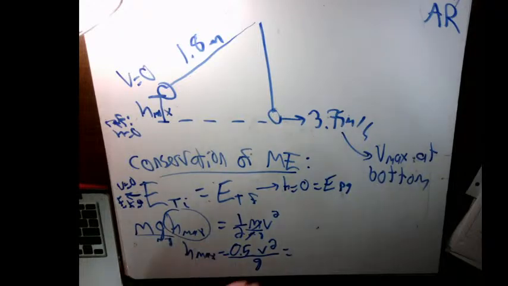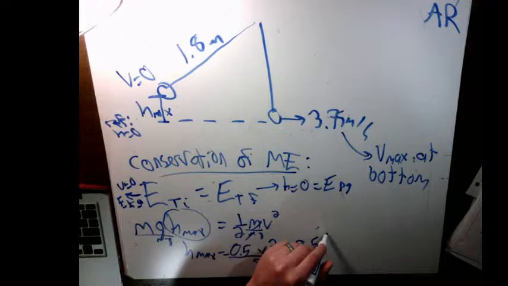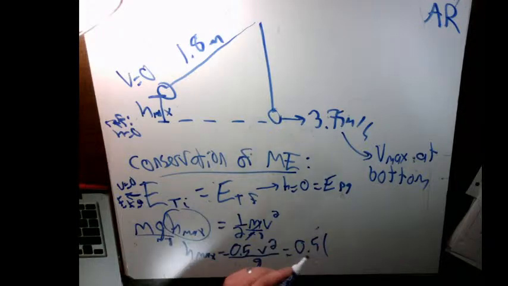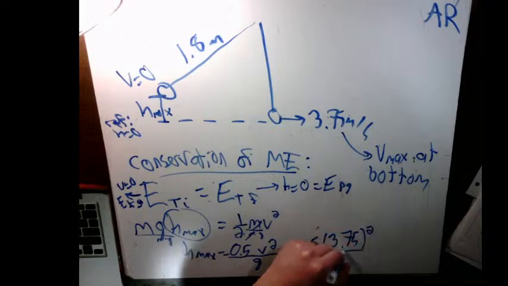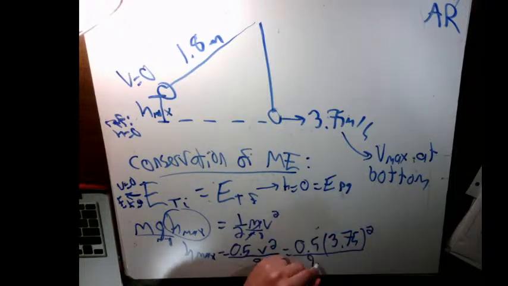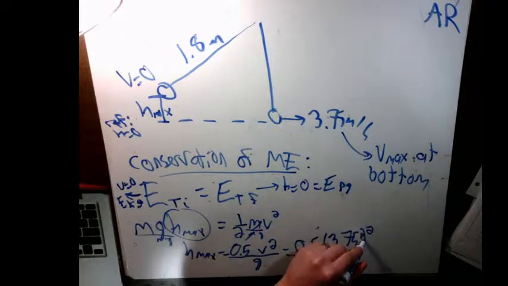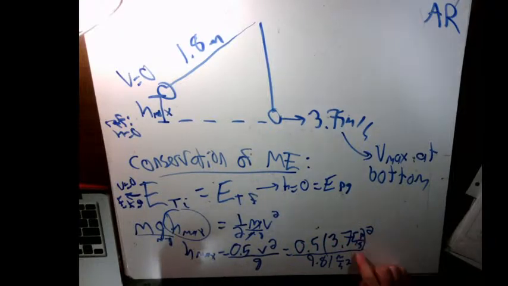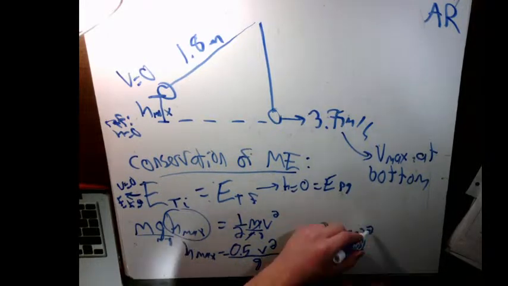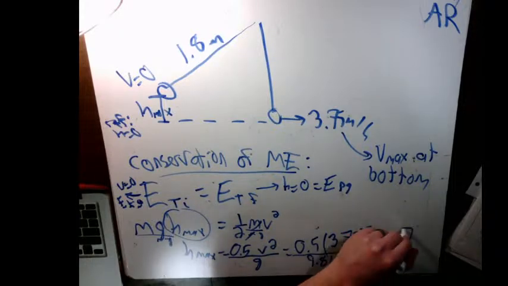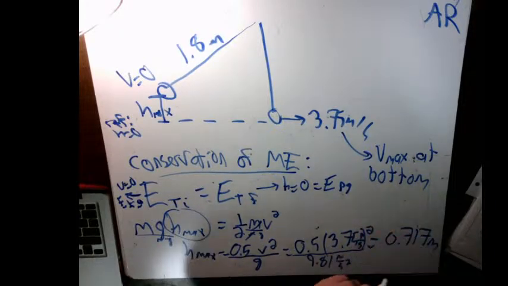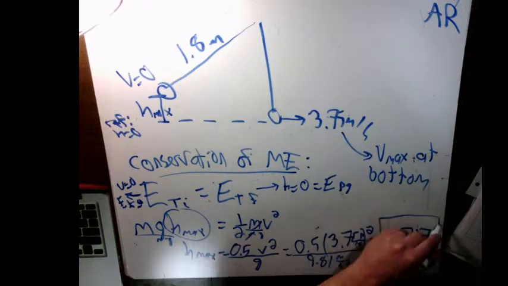Put in our values. Half of v, which was 3.75 meters per second, squared, divided by 9.81 meters per second squared. If we look at our units, meters squared per second squared, right, divided by meters per second squared, we're left with just meters, which is our height. Perfect. We get 0.717 meters as our maximum height.